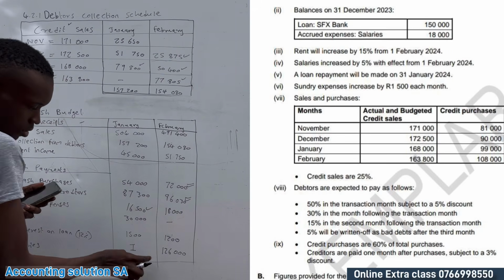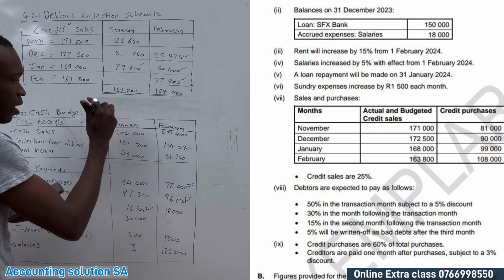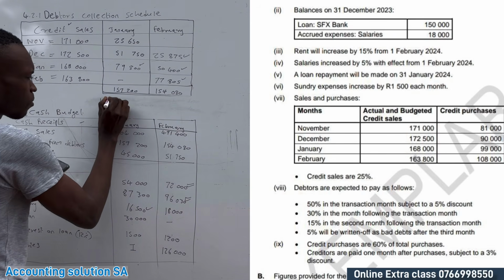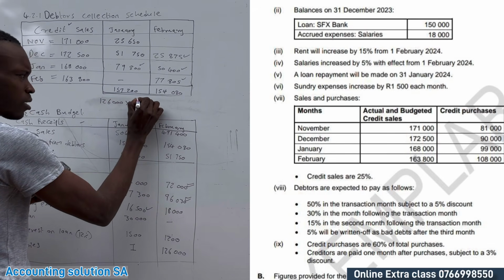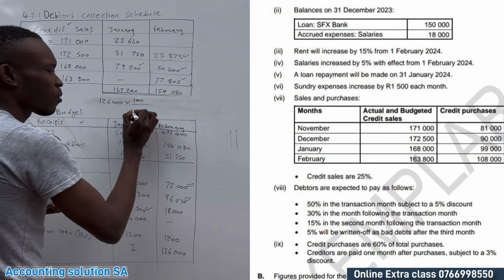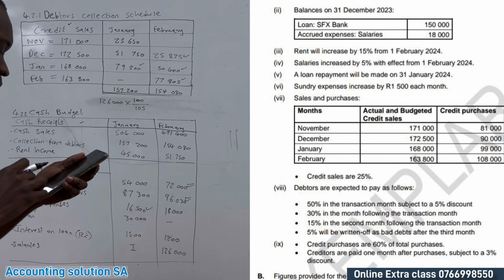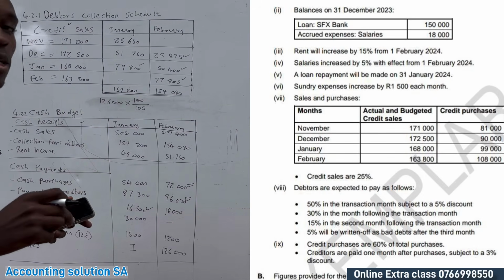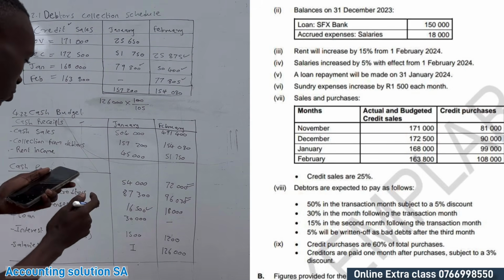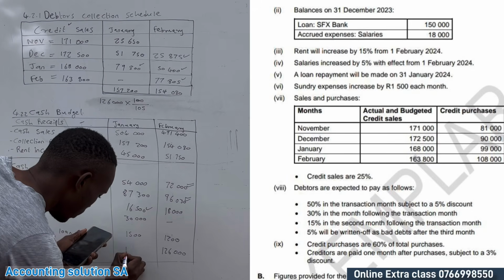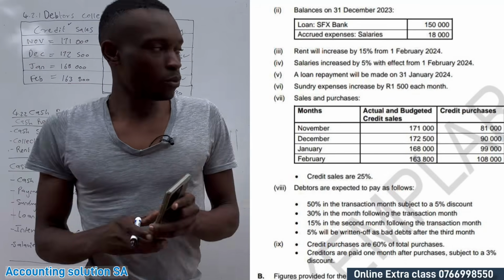Because it's January. January is before increase, and they give us February, which was after increase, because it has increased in February. 126,000 multiplied by 100. 100% is before increase, divide by what we have. What we have is 105 after increase. Then we're gonna get an amount below this one, because before increase must be below after increase. We're gonna get 120,000. So this is how we do a cash budget.